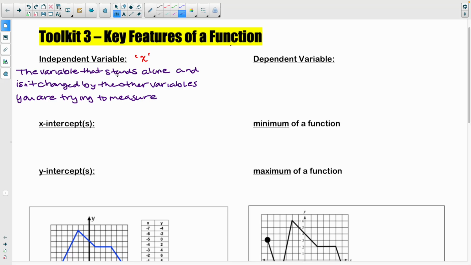So again, the independent variable is the variable that stands alone and is not changed by the other variables you are trying to measure. So in essence, if we're thinking of cause and effect, the independent variable is the cause.